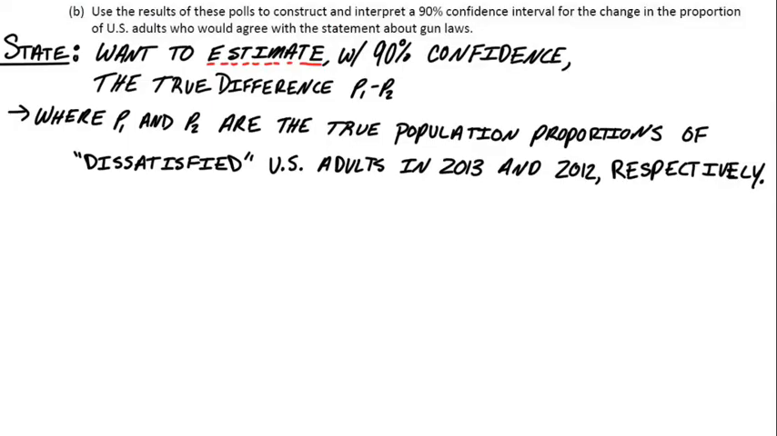So the state step's good. We said what level of confidence we're using. We noted the parameters, right? The true difference, P1 minus P2. And we defined what P1 and P2 were in context. There's 3 points.